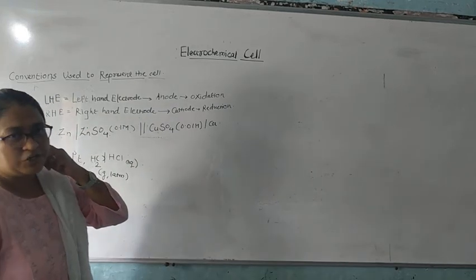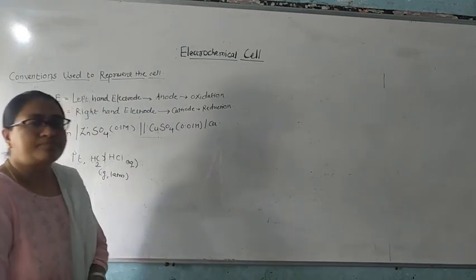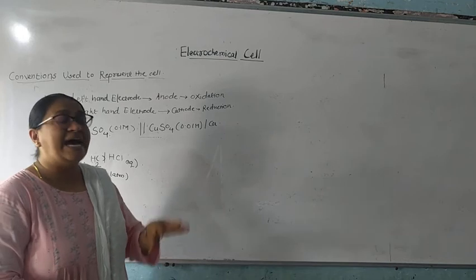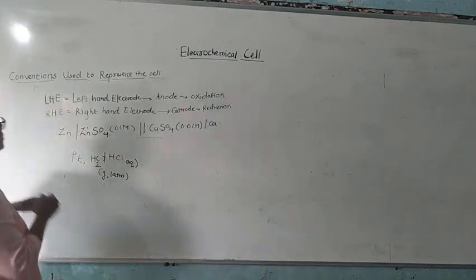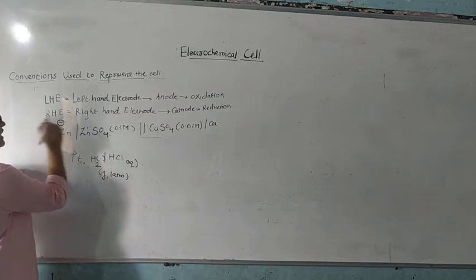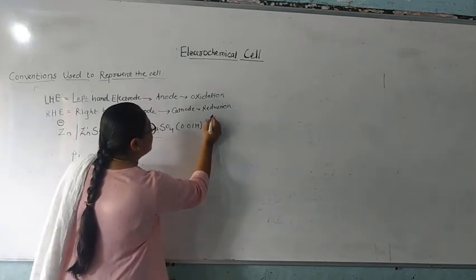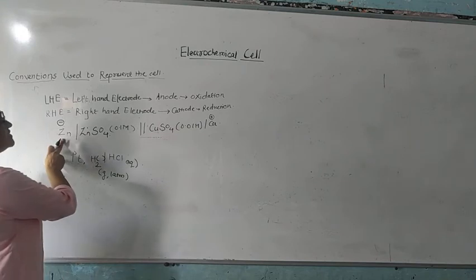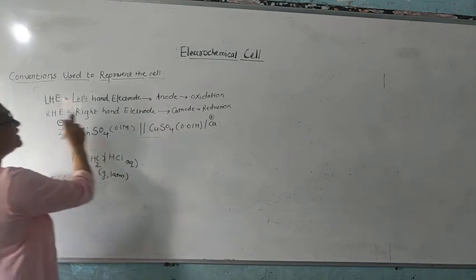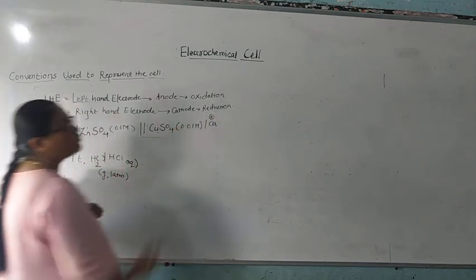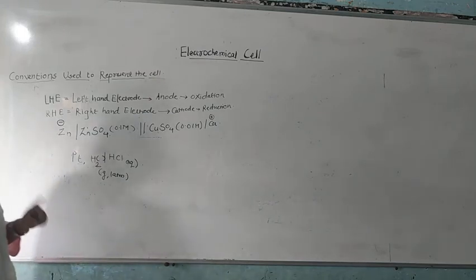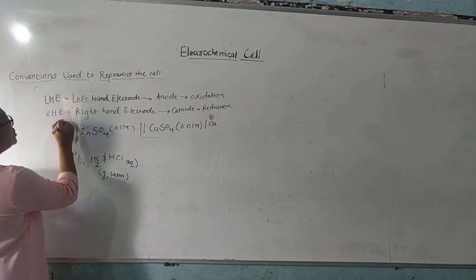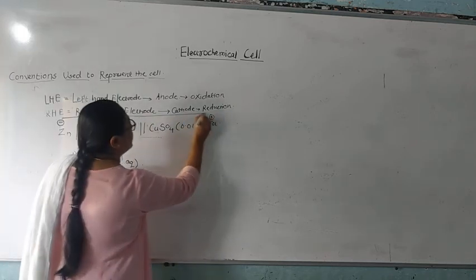Now the next convention is the direction of the electron flow. As we have shown, this is a left hand electrode and this is a right hand electrode. As this is negatively charged, we have shown a negative sign. Here we have shown a positive sign. The direction of flow of electrons is from RHP to LHP.